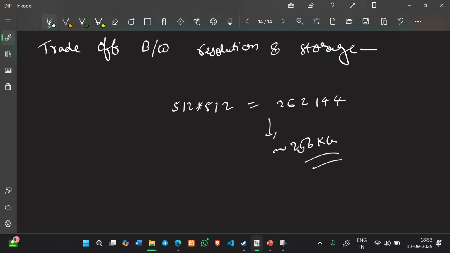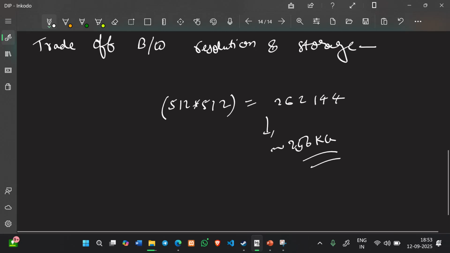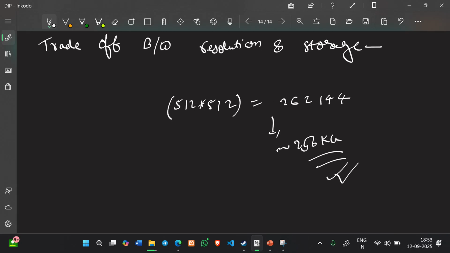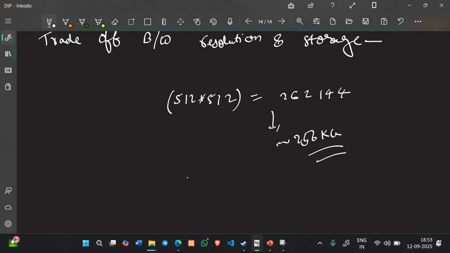So this is how you can store a 512 into 512 image. It requires almost 256 KB in your device or in your memory. So this is how you can calculate. Now if the same image is at 24-bit pixels, how much storage will it take? Correct? 786 KB. How?